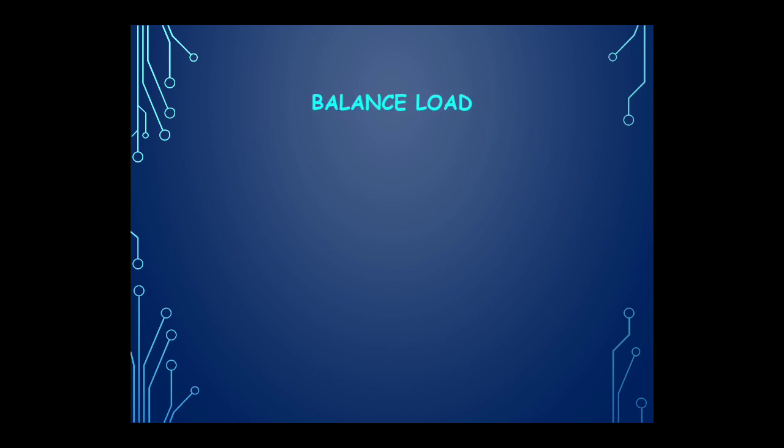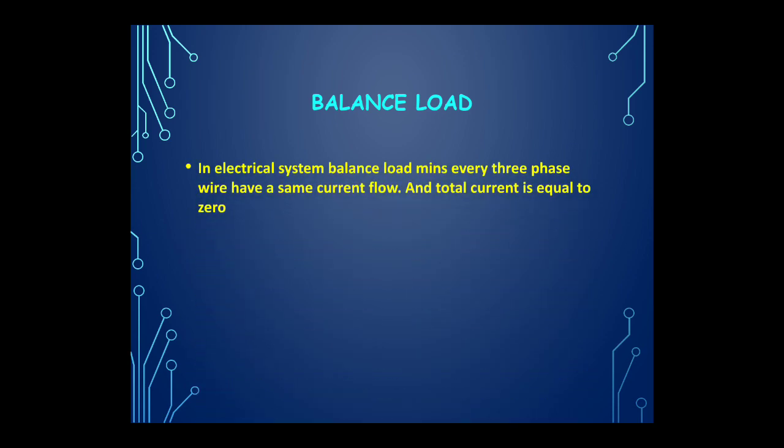Now the balanced load. There are mainly two types of load in a three-phase system: one is balanced load, one is unbalanced load. So what is balanced load? In an electrical system, balanced load means every three-phase wire has the same current flow and the total current is equal to 0. According to KCL, in a balanced circuit, the three currents meeting at a node equal 0. That means these currents must be the same.